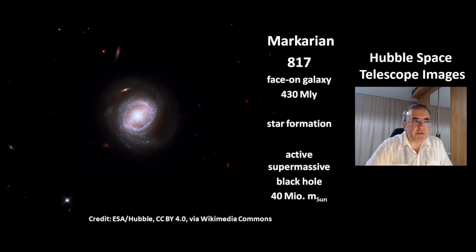This picture is of the galaxy Markarian 817, and we can see the galaxy right face on. This galaxy is at a distance of 430 million light years, and you can again see star formation. And this galaxy has an active supermassive black hole with a mass of 40 million solar masses.